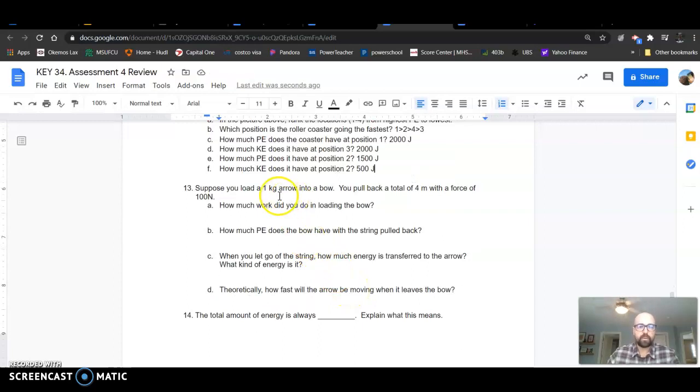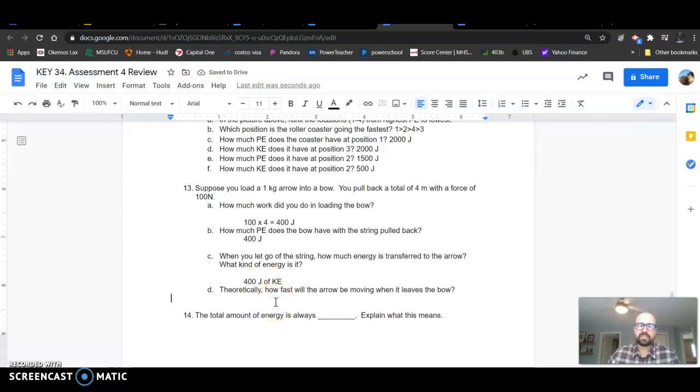Here I have the 1 kilogram arrow and a bow. I pull back 4 meters, with a force of 100 newtons. Work is force times distance, so 100 times 4 equals 400 joules. If I do that much work, then it has that much potential energy. So those are the same. I don't have to do any mgh here, it would give me a really wrong answer. So if I did this much work, it has this much potential energy. I let it go, and then it has 400 joules of kinetic energy.